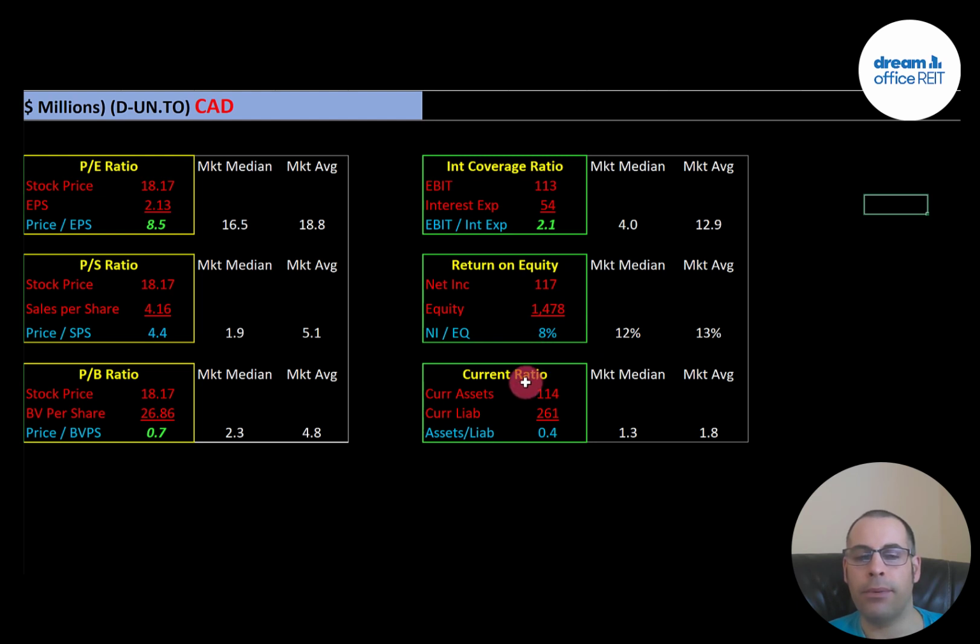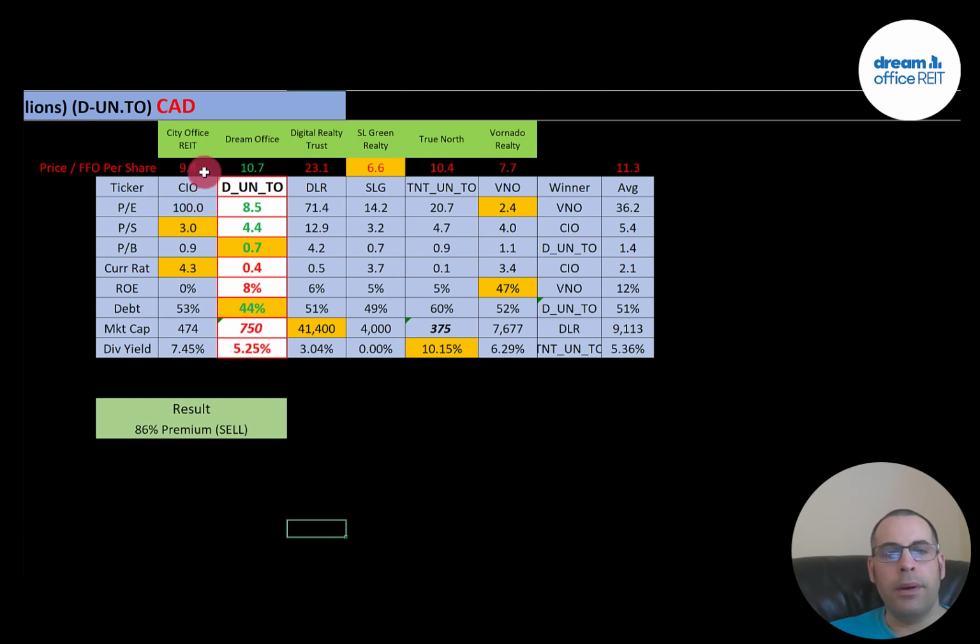They have a bad current ratio, that's current assets over current liabilities. I like to see between 1.2 and 2. They're only at 0.4, which means they may need to take on more debt. The best way to look at ratios is to compare them to similar companies. I've done videos on City Office REIT, Digital Realty, SL Green, True North, and Vornado, all in the same industry as Dream Office. If Dream Office has a number in red, they're worse than the average.